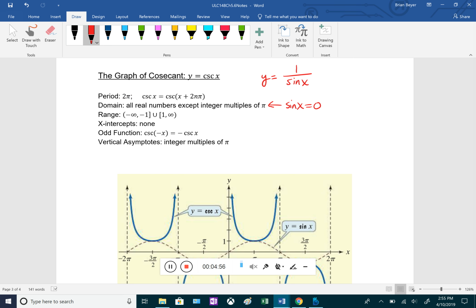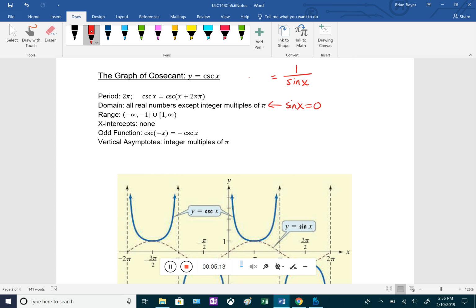The range of sine of x is -1 to 1. So the range of its reciprocal function is going to be everything else. Negative infinity to -1, union 1 to infinity. There are no x-intercepts because this will never equal 0.